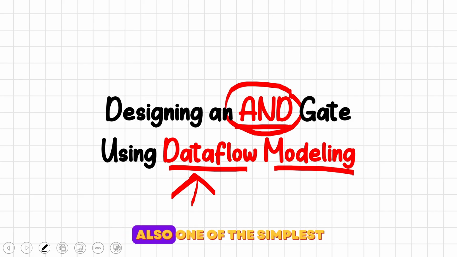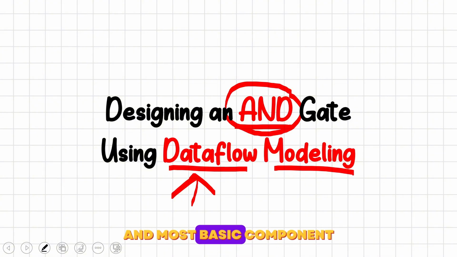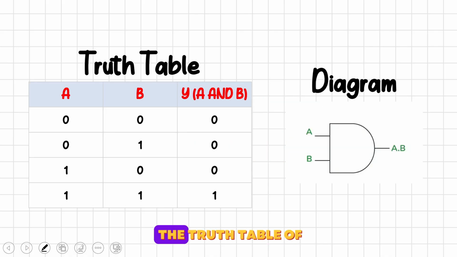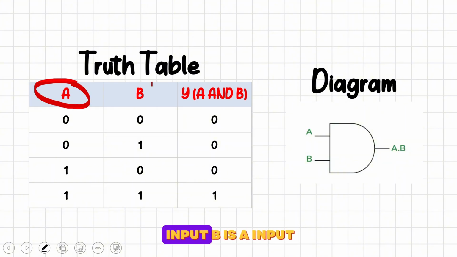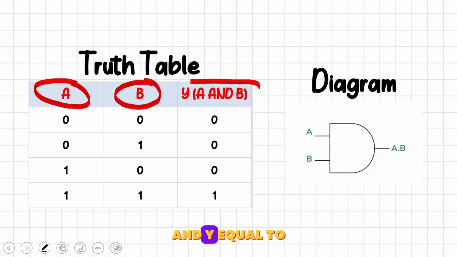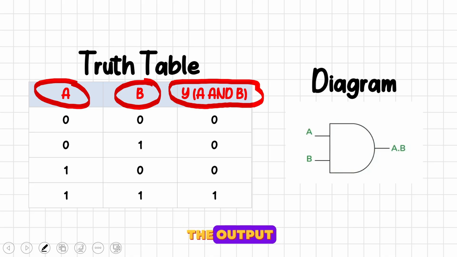So AND gate is also one of the simplest and most basic components of a circuit. Let's first see the truth table of an AND gate. Here you can see the truth table of the AND gate, and A is the input, B is the input, and Y equal to A and B is the output. Y is calculated as A and B, and 'and' is the operator.